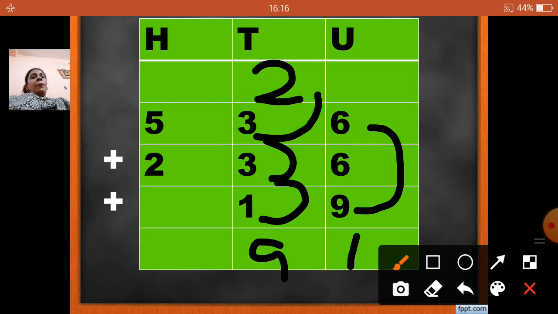So what am I going to do? I am going to add the hundreds place. 5 plus 2. So 5 plus 2 is how much, children? Count and tell me. 5 plus 2 is how much? 7. So when we add 536 plus 236 plus 19, we get our answer 791.